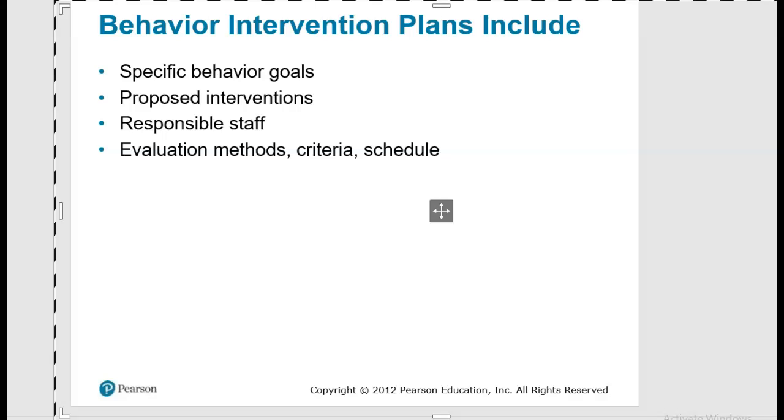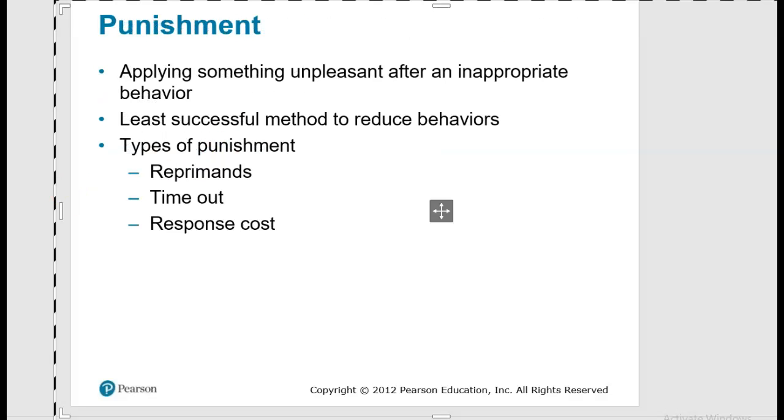So behavior intervention plans include specific behavior goals, not just Georgia will behave better. Georgia is my dog. Again, not just Georgia will behave better. What does that actually mean? What is a specific measurable behavior goal? What are some proposed interventions? How are we going to help and support the student to meet those behavior goals? What staff members are responsible, and how are we going to evaluate this goal? Are they making progress? What's our schedule? What's our criteria? Very similar to, or exactly like, non-behavior goals, right? The academic goals and the behavior goals should all be measurable. They should be clear about who is responsible and about the evaluation methods that will be used.